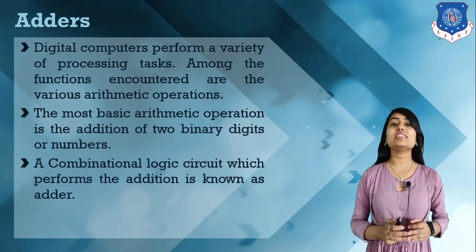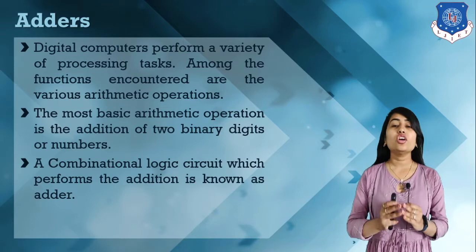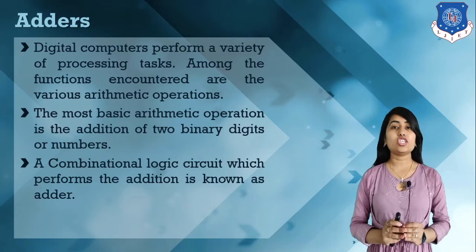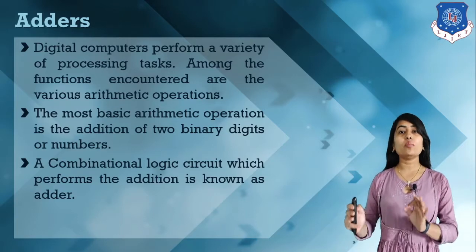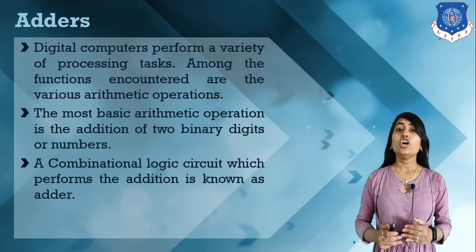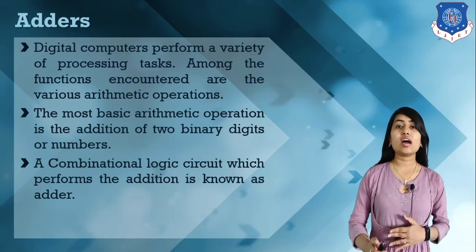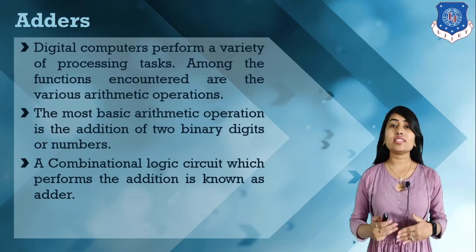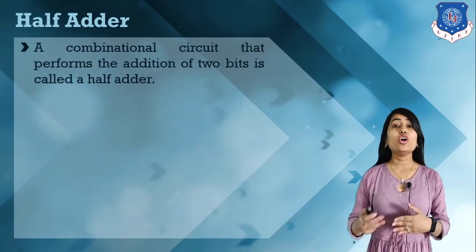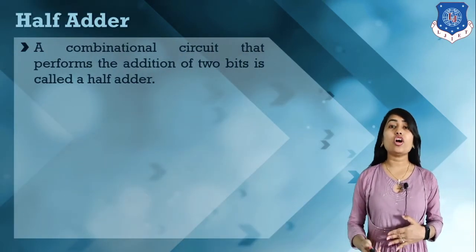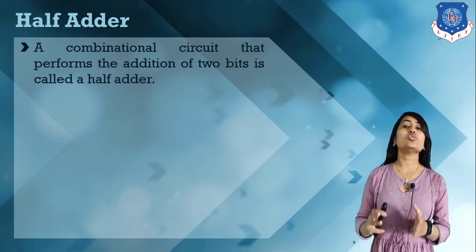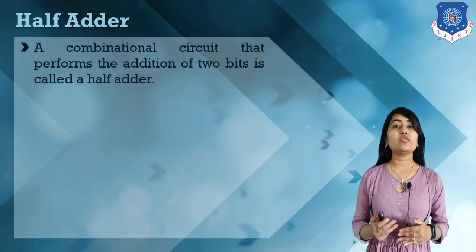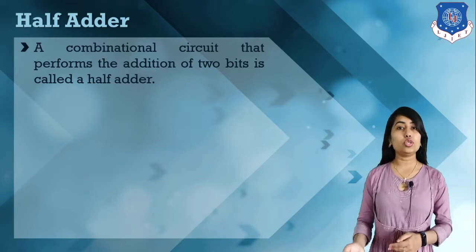An adder is a combinational logic circuit which performs binary addition. We have two types of adder, that is half adder and full adder. What is a half adder? A half adder is basically an adder which performs addition of 2 bits. Using this half adder we can perform addition of 2 bits.